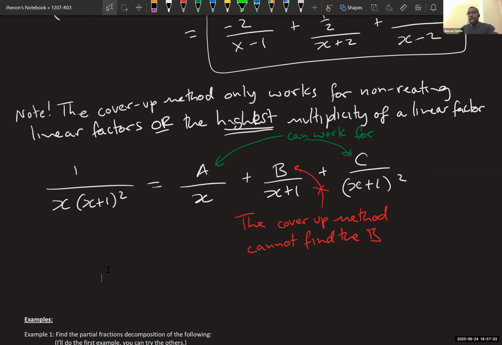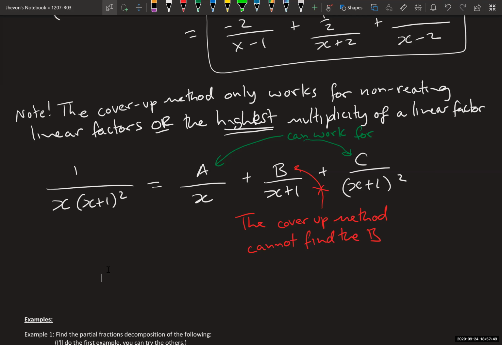Now for B, what I would do in that case is plug in some random x value other than the x values that I just plugged in. Then I can just solve for B because I now know A and C. I'd have an equation where there's only a B in it, right? So instead of setting up a system of 3 equations with 3 unknowns, I can do the cover-up method for 2 of them, and then I only need 1 equation for the last variable. You see what I'm saying? So you can mix and match. So even if the cover-up method can't solve the whole problem, if you can use it on parts of the problem, it's still actually worth it.